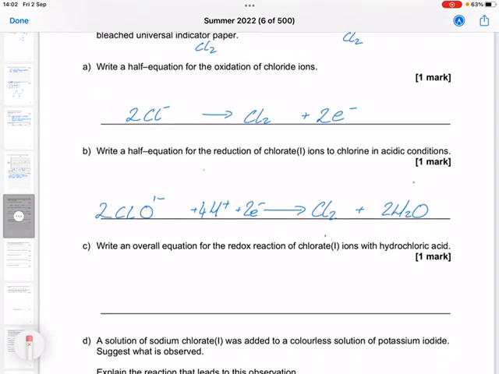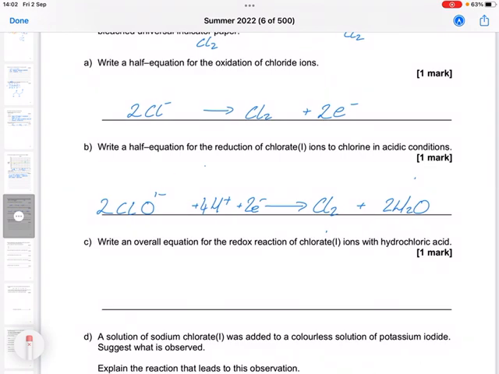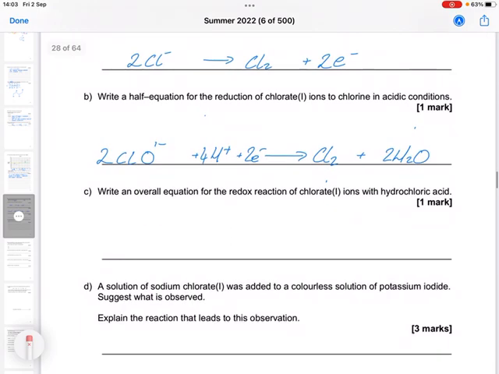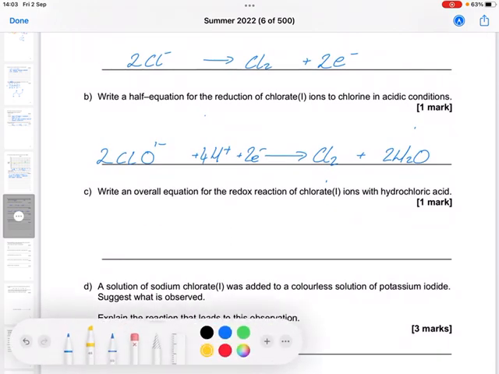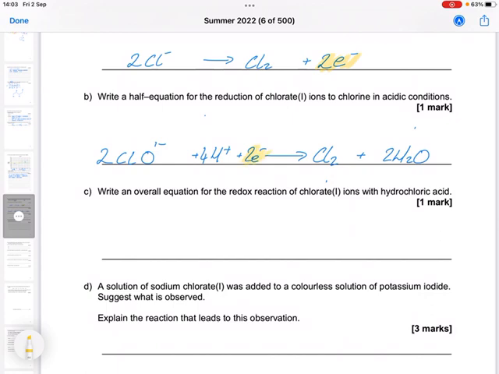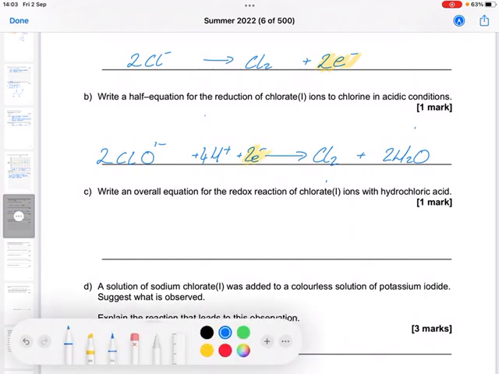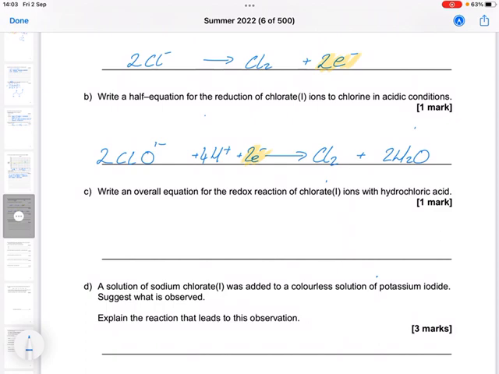Write an overall equation for the chlorate(I) ions with hydrochloric acid. So I can either combine these 2 half equations, or in the notes there's an equation that you can just know if you wish. So what I'll do is I'll balance these, and then we can see what we're doing. Remember, when we're balancing these, we've got to balance it with the electrons. I've got 2 electrons being given away in A and 2 electrons being accepted in B. So I don't need to do anything with that really, just combine the 2 equations with everything on the left over here.